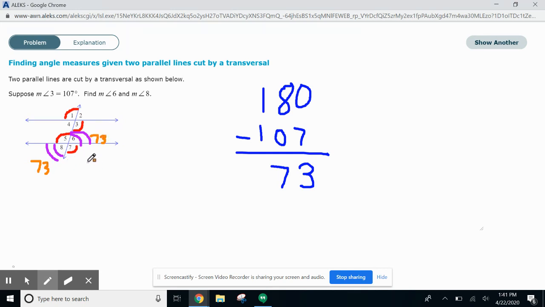Sometimes they're going to mix it up. Sometimes they'll ask for different numbers. Sometimes they'll ask for different angles. Sometimes they'll ask for 6 and 8. Sometimes they'll ask for 3 and 4. Sometimes they'll give you 3. Sometimes they'll give you 2 or 7 or 5. Those things will mix up. This diagram might turn and rotate and change, but it's still going to be the same properties.